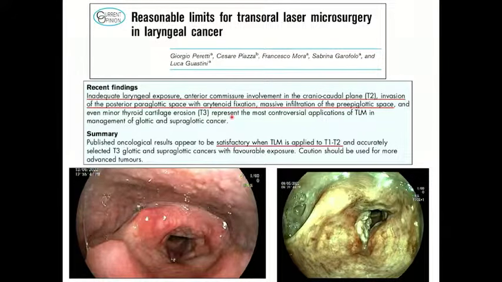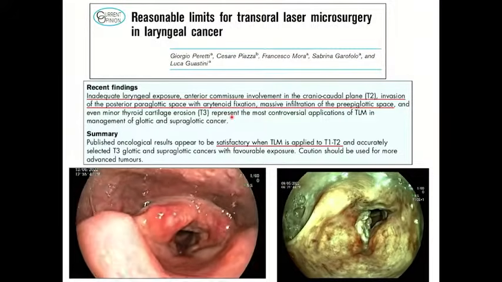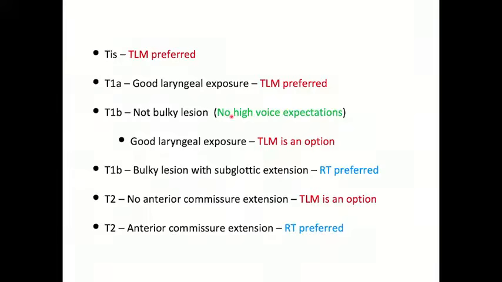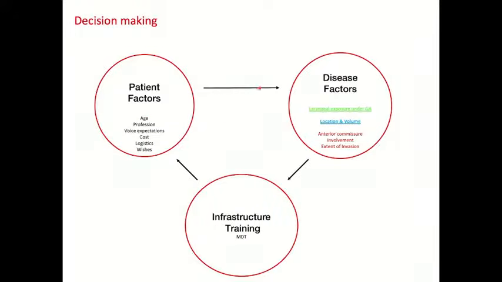When there is a bulky anterior commissure with subglottic extension, again we can technically sometimes, but there is a better technique of radiotherapy to deal with that situation. So those are the definite no cases. Even with good laryngeal exposure, when there is a posterior third infiltration or vocal cord impaired mobility, then we would do a biopsy and send them for non-surgical organ preservation.